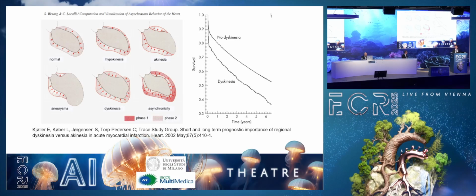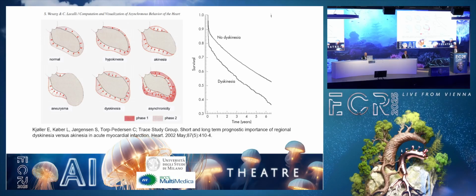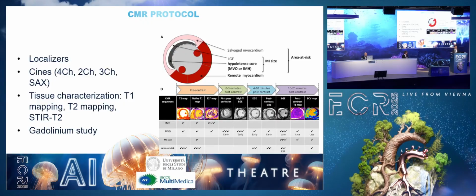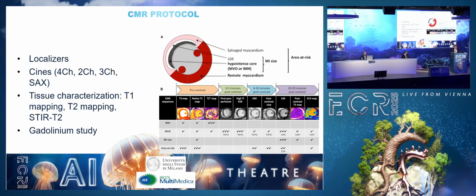We have another problem, the kinetic problem. When we have a dyskinesia, so an alteration of the wall, the prognosis of these patients is worse than that of patients without dyskinesia after the infarct. And our MR scan protocol, of course, is based on cine evaluation, but most important, it's based on the tissue characterization with STIR images or T1 mapping and T2 mapping, and much more important, with gadolinium study to depict the presence of the fibrosis.